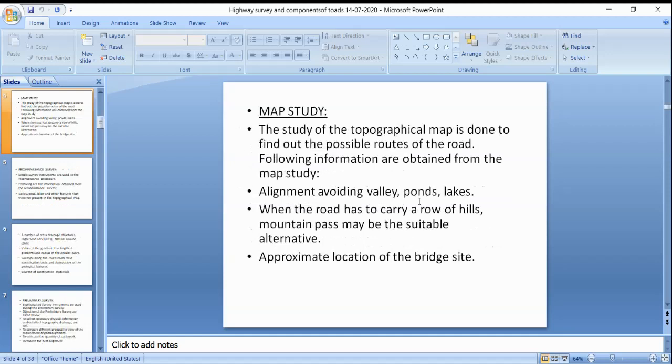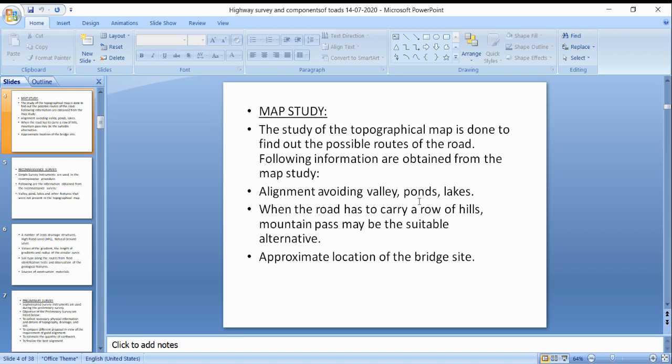So this is about the topographic map. In India, we have the map set with 15 to 30 meter contour intervals. So in the topographic map, we have contour intervals of 15 or 30 meters.